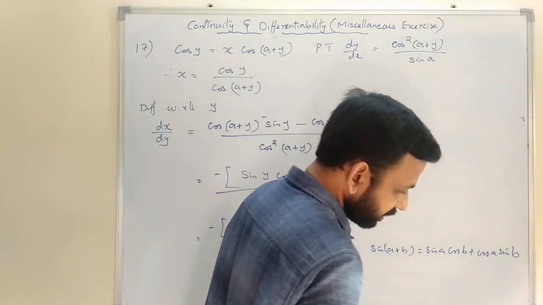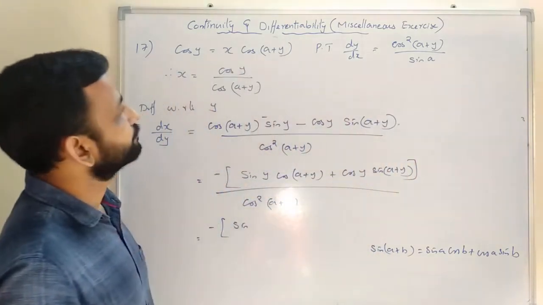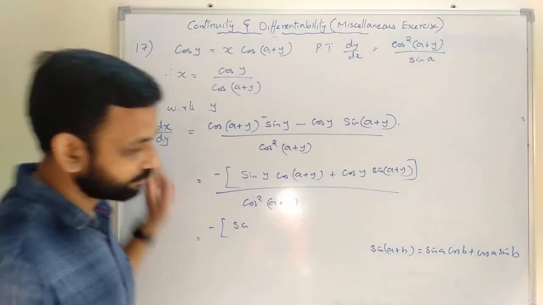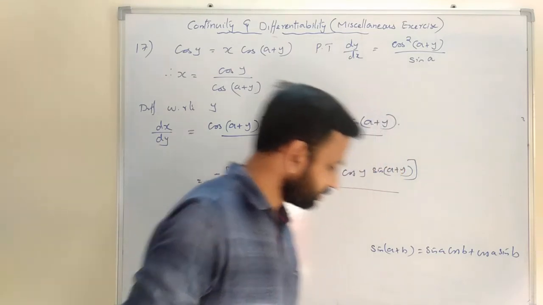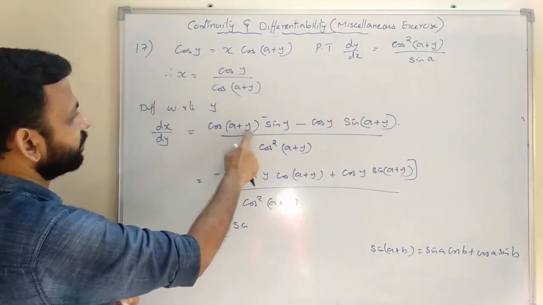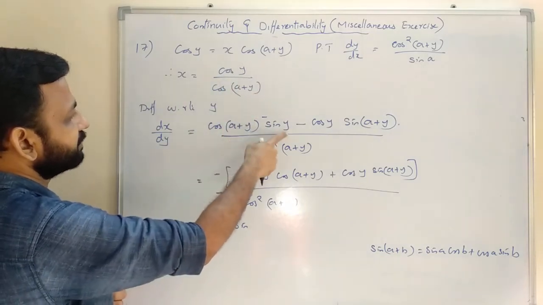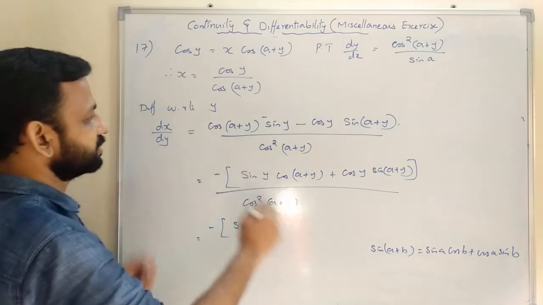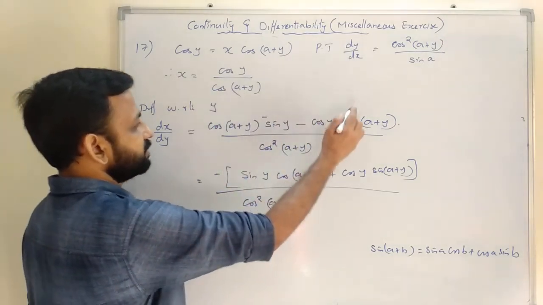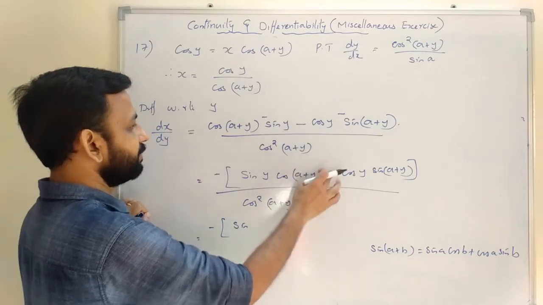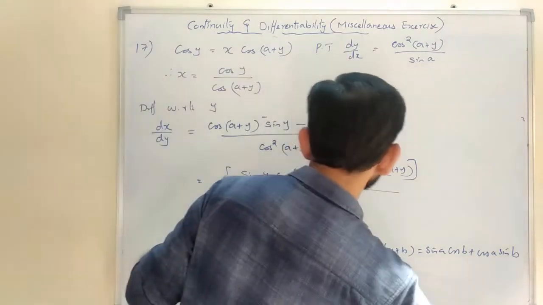Cos square a plus y upon sin a. dx upon dy is equal to cos a plus y into derivative of cos y, minus cos y into derivative of cos a plus y. Derivative of cos a plus y is equal to minus sin a plus y. Minus into minus, that is plus sign. We will not take negative sign outside.